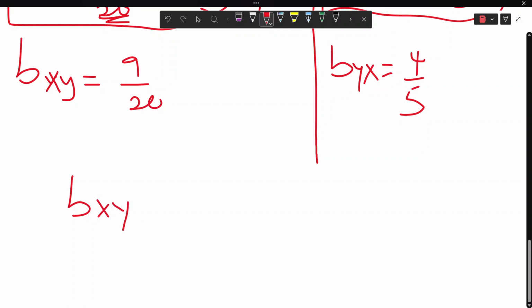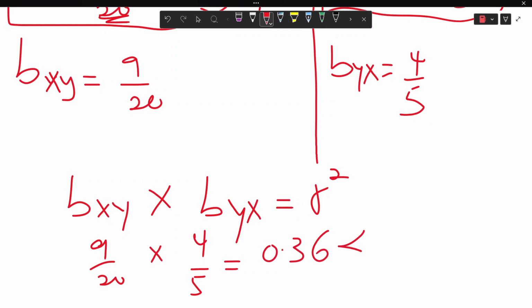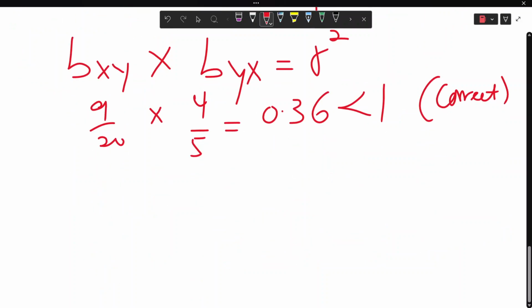X on y times y on x will give you the coefficient of determination, the R squared. 9 divided by 20 times 4 over 5. Let's see the answer. 0.36, which is less than 1. So our assumption is correct. So now we can go ahead to find your R.